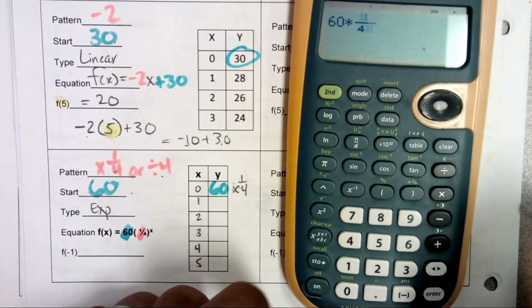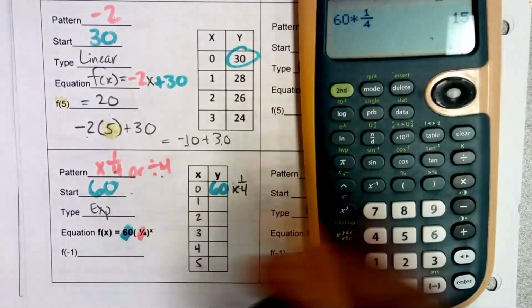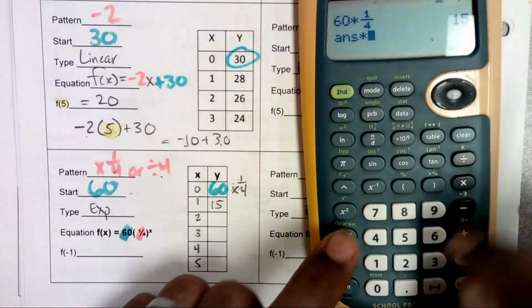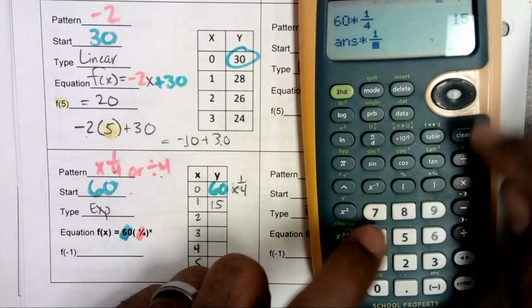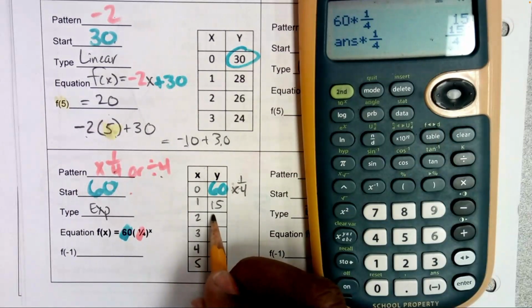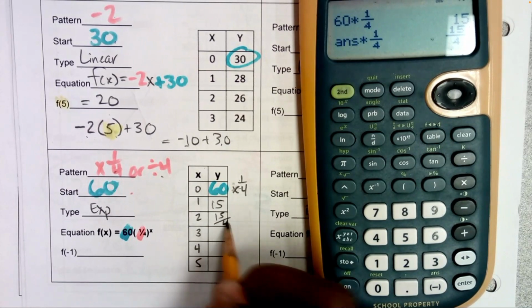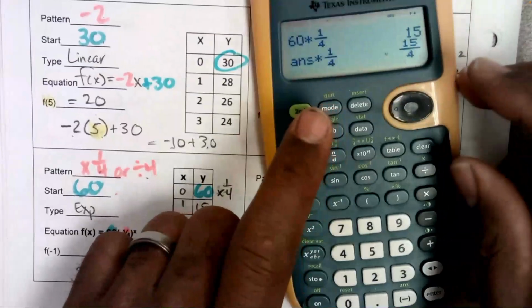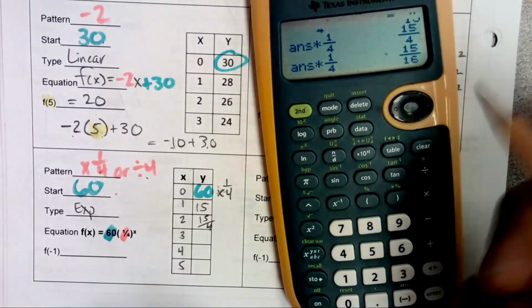1/4. You can see that's 15 because 60 divided by 4 is 15. Okay, then we're going to multiply that times the 1/4 again. Okay, we get 15/4. So now we're starting to get some fractions. And then once you do that twice, watch what happens. All I have to do is hit the enter button, and then it gives me the next one.